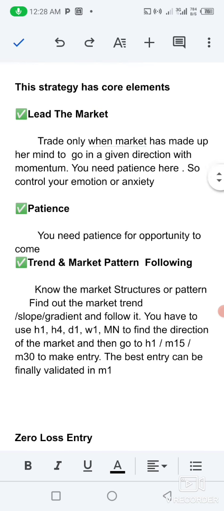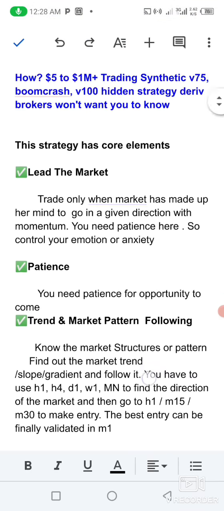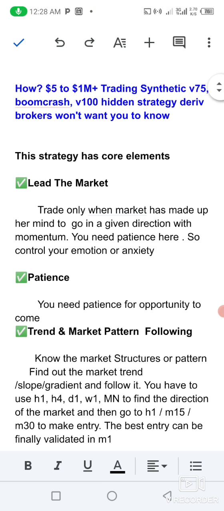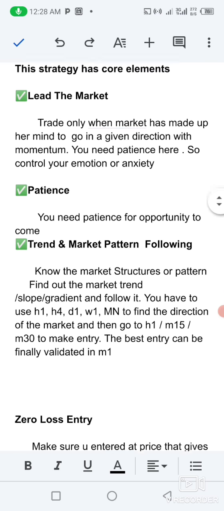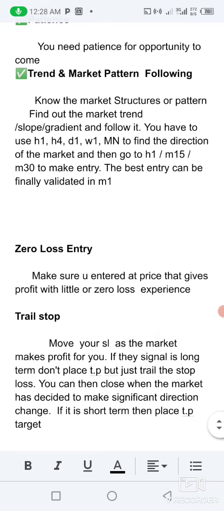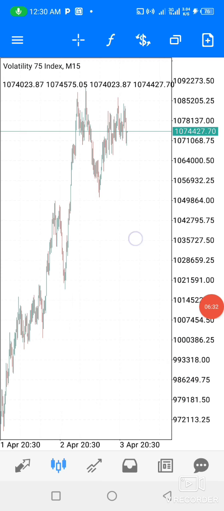I will take you to charts to show you the rare application of this thing and where it happens in the market. I will use volatility 100 and volatility 75 as a case study. So let's go there. Okay, this is volatility 75 index.